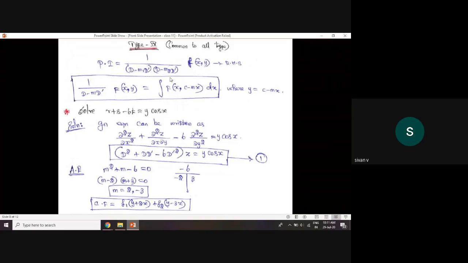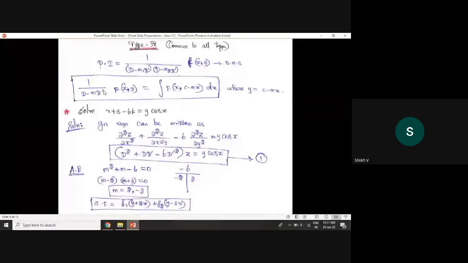So here they are operating on the second term. Therefore the first term you have to keep outside. The formula of 1 by (D minus m D dash) of capital F of x comma y equals the integral of f of x comma c minus mx dx, because this y we have to replace in terms of x using one constant. You have to remember that y is converted to x. Where y equals c minus mx. This is the procedure. Every time you have to replace y by c minus mx. After integration, substitute the c value and reduce here.